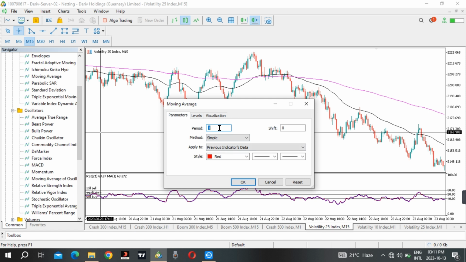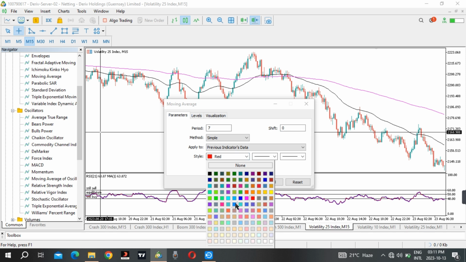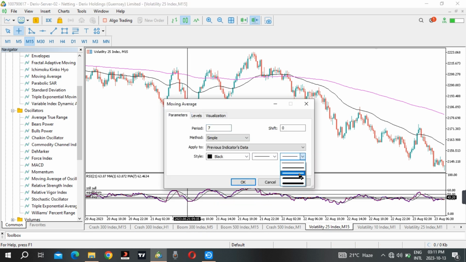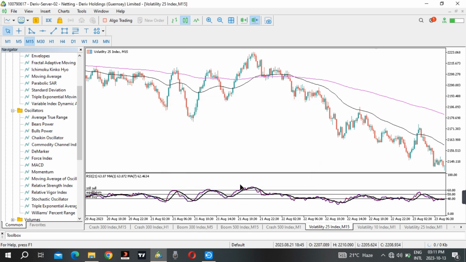Let's make this one black. So for this moving average, we're going to be using a moving average of period 7. Method is simple, apply to previous indicator data. Then let's pick black. That's it. Let's add thickness, let's make it 2 pixels. Then click OK. So I guess you guys can see.